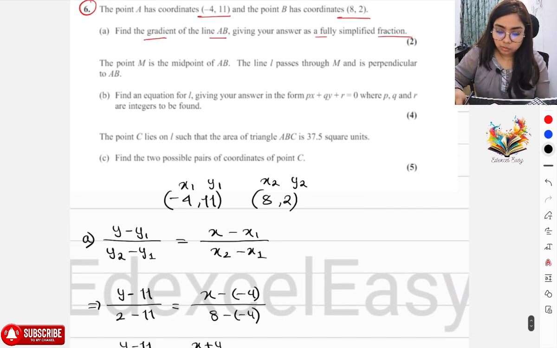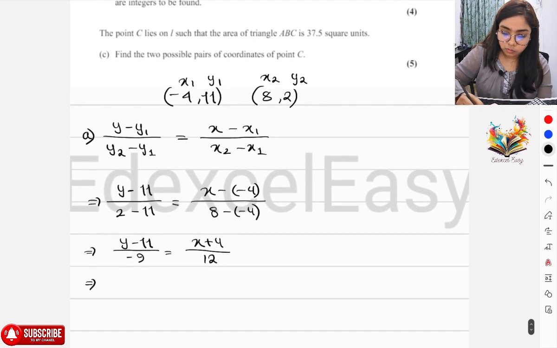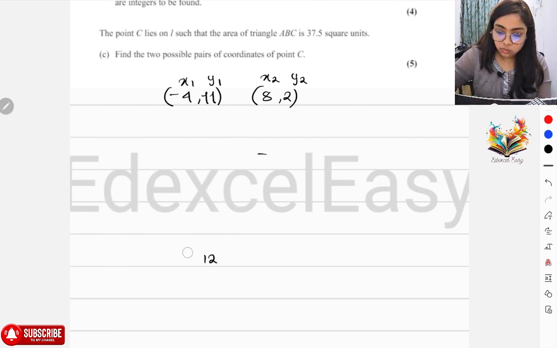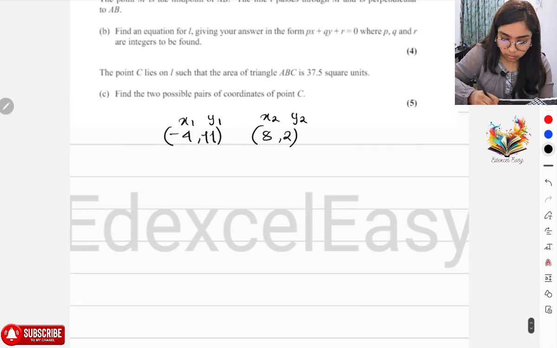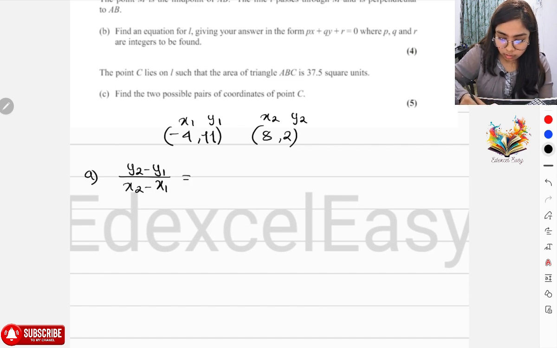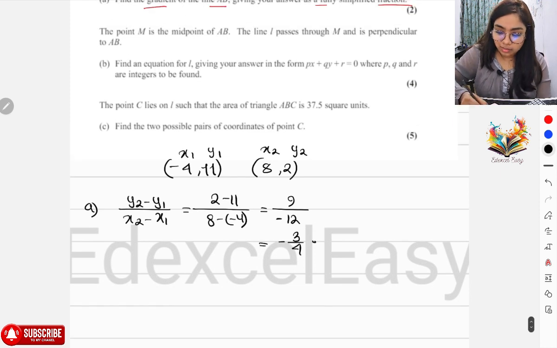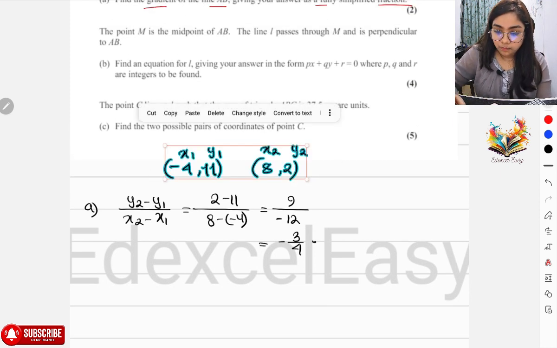Wait, sorry. They were only asking you to calculate the gradient, not the equation for the straight line. I'm so sorry, I read the question wrong. They were only asking you to calculate the gradient. So for the gradient part, it's just going to be (y2 minus y1) over (x2 minus x1), right? Which is just 2 minus 11 and then 8 minus 4, which is minus 9 over 12. Answer would be negative 3 by 4. Yeah, this is the final answer then. Really sorry. That was all the things you need to do for part A.